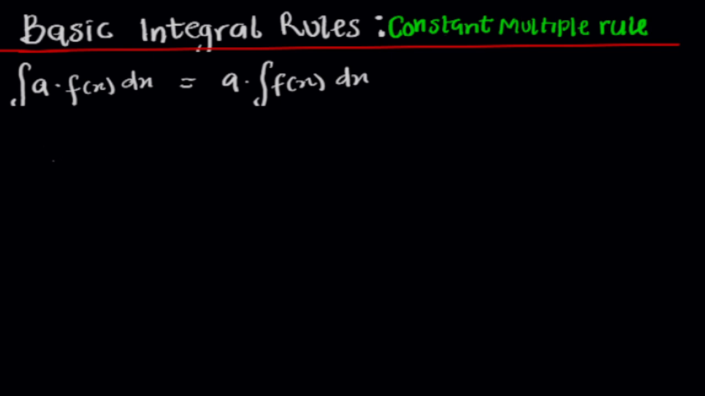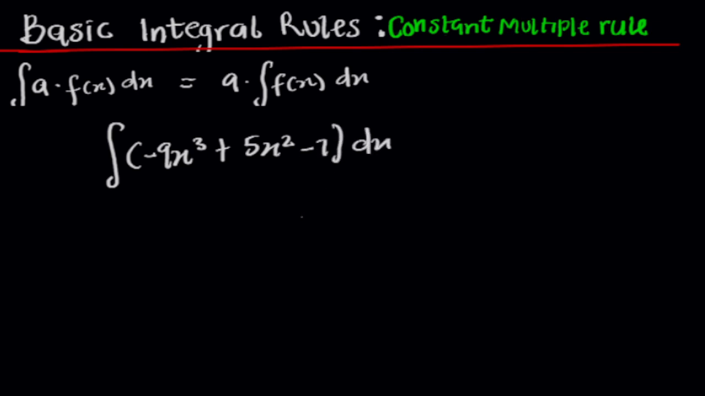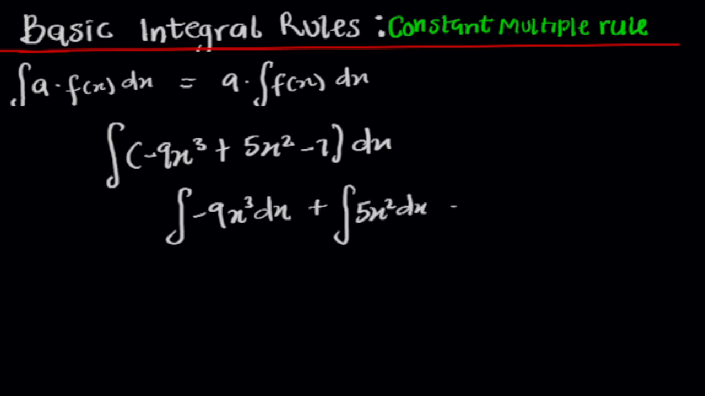So let's say we have to find the integral of minus 9x power 3 plus 5x squared minus 7 dx. And one thing I want you guys to know here is that whenever you are integrating, make sure you separate, because it's very important. Using the sum and difference rule is very important. If you go ahead and integrate this expression, we're going to separate it into the integral of minus 9x power 3 dx, plus the integral of 5x squared dx, then minus the integral of 7 dx.